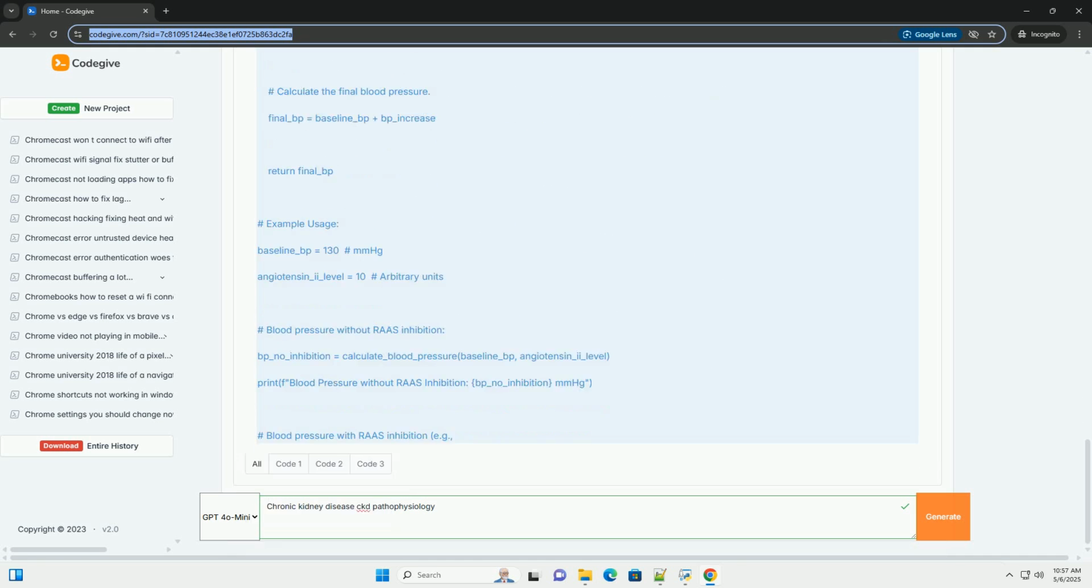Treat anemia with erythropoiesis-stimulating agents, ESAs, and iron supplementation. Control phosphate levels with phosphate binders. Supplement vitamin D. Treat metabolic acidosis with sodium bicarbonate. Manage fluid overload with diuretics. Treat hyperkalemia with potassium-lowering medications. Dietary modifications, for example low protein, low phosphate, low potassium diets.